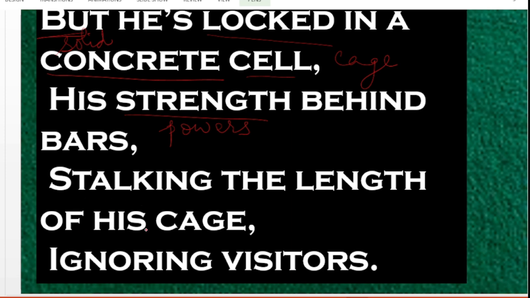Stalking the length of his cage. The meaning of stalking we have already done, that he moves slowly the length of his cage, the limited space that he has, and he keeps on ignoring visitors because clearly the tiger is unhappy. He's frustrated with his captivity, with his helplessness in the cage.